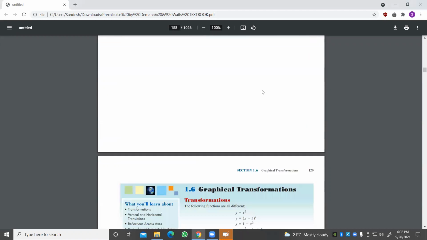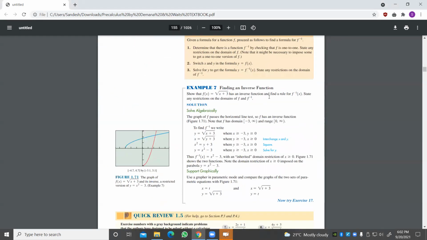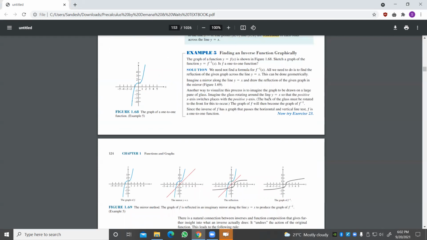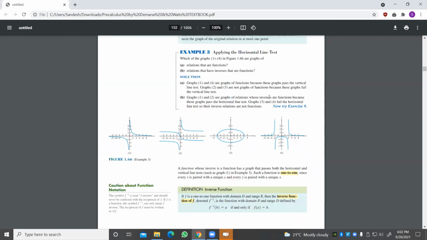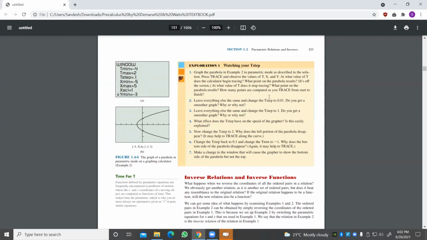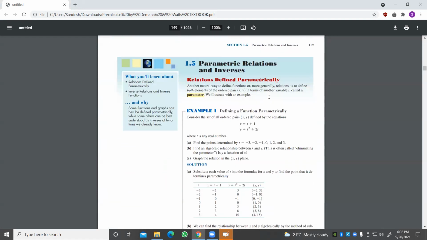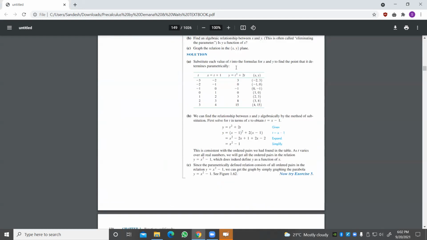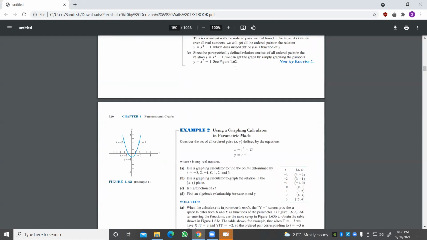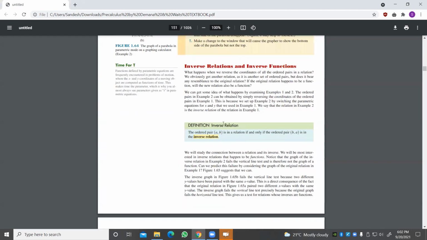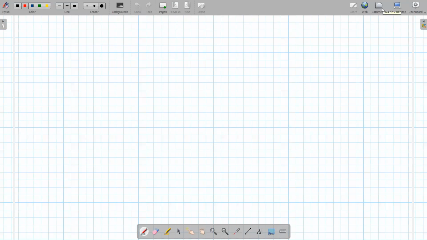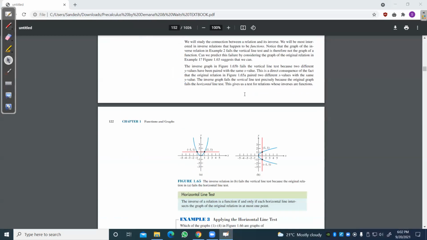Okay, gotcha. 1.6 is transformation, which we kind of did last year. I'm not sure if you remember. Yeah, and the only thing we need from 1.5 are inverse functions. That's the only thing I need to study from 1.5. Okay, not parametric. All right, that's good. Let's quickly get this inverse thing over with, because the idea is very simple. This is 1.5, right? Yes, correct.